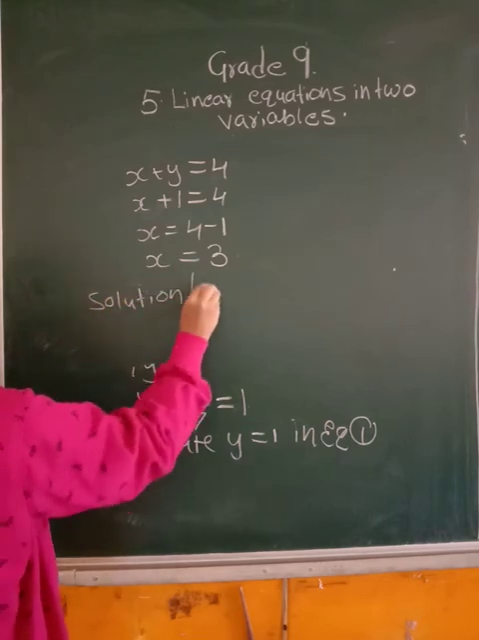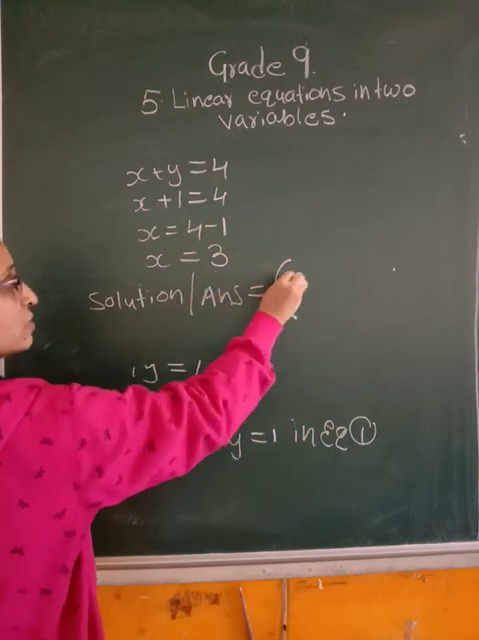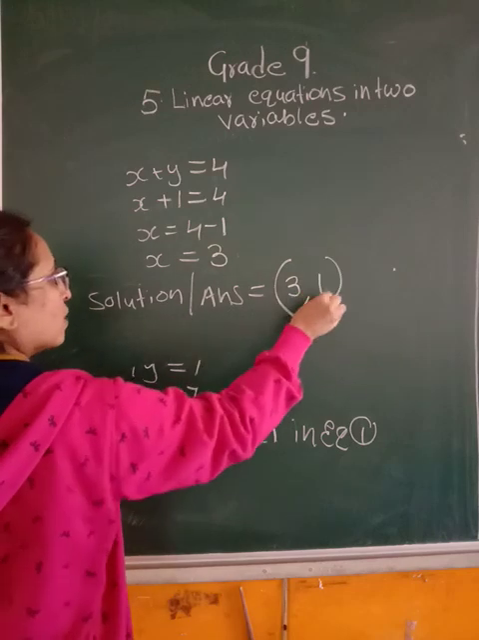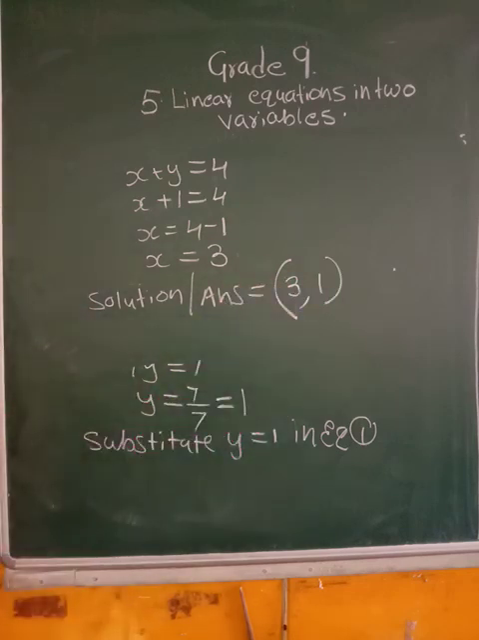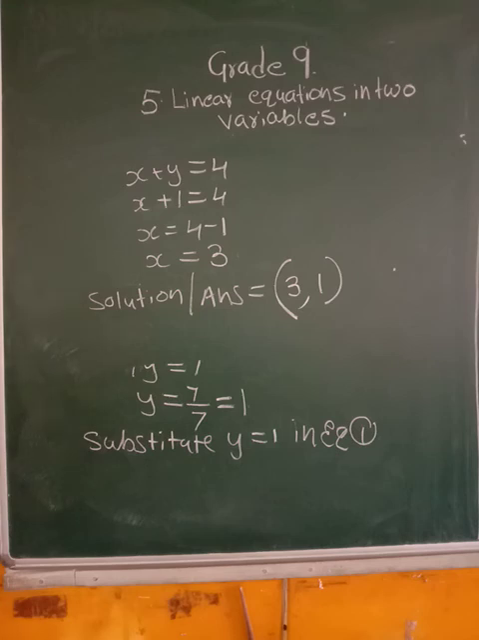Solution, or you can write answer is equal to, always write the x coordinate first. So this is 3, and then you write the y coordinate. The y coordinate is 1. So the solution of your answer is 3 minus 1. Sorry, 3 and 1. So you put 3 and 1 as x and y and check whether your answer is correct. Is this clear? So this is the way you should be solving simultaneous equations by the elimination method.